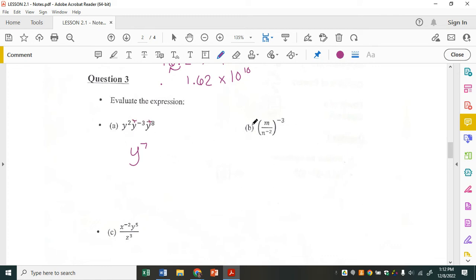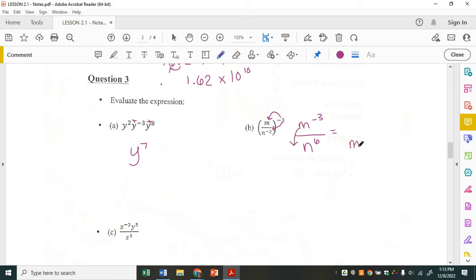On B, what do we have to do? Good. Distribute that exponent. Give it to the m and give it to the n. So I get m to the -3rd. What is n going to be raised to? +6, because we're multiplying -2 times -3. And my final answer, I don't want any negative exponents. So how do I make m to the -3 become positive? Bring it to the bottom.